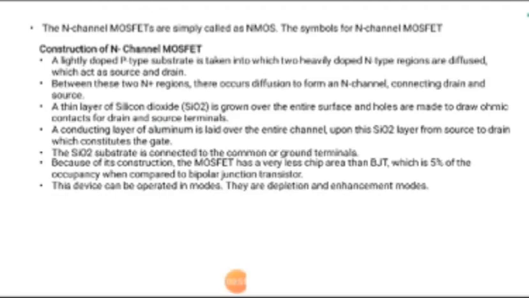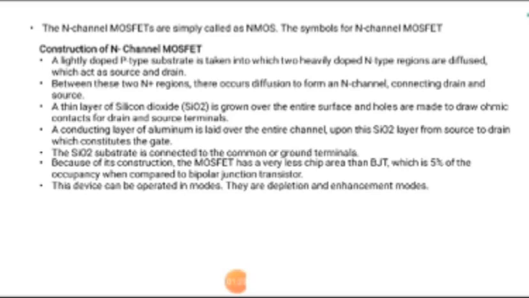N-channel MOSFETs are similarly known as NMOS. In the construction of the N-channel MOSFET, the P substrate is lightly doped and consists of two heavily doped N-type regions, which act as the source and the drain. Between these two N plus regions, diffusion occurs to form the N-channel, which connects both the drain as well as the source.